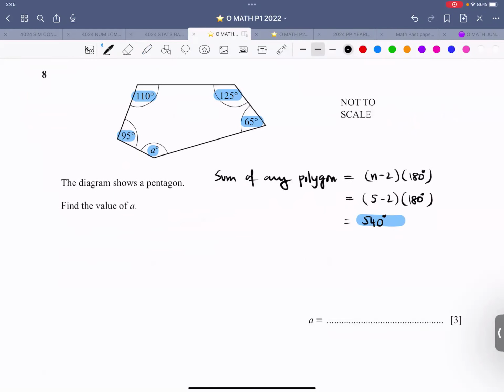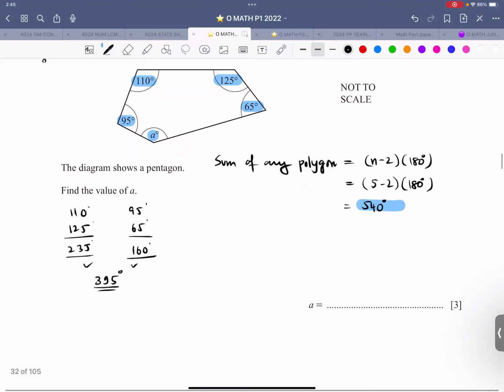So let me first add up 110, and then I have 125, and then I have 95, I have 65. Let me add in pieces. So 110 plus 125, that's 235. Now let me add these two, 95 plus 65, that's 160. So 235 plus 160, yeah, that's 395.